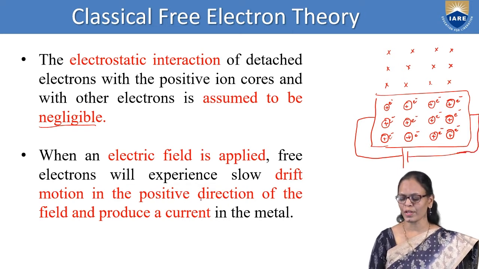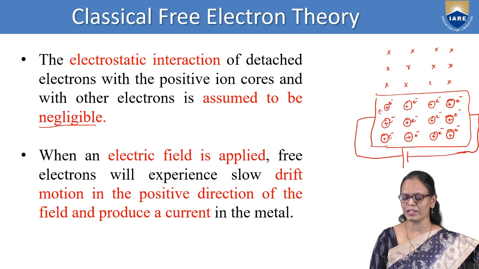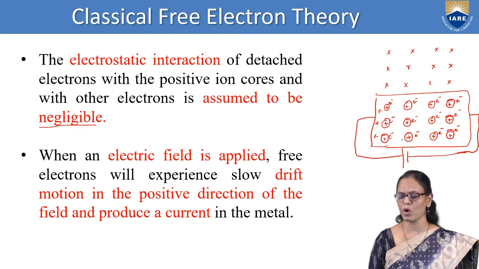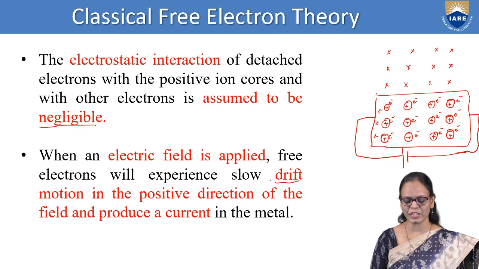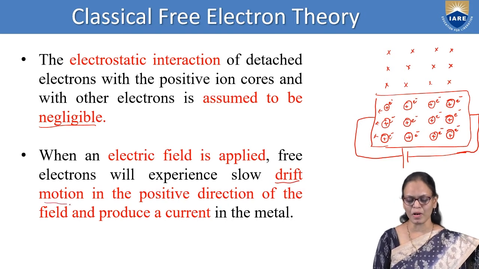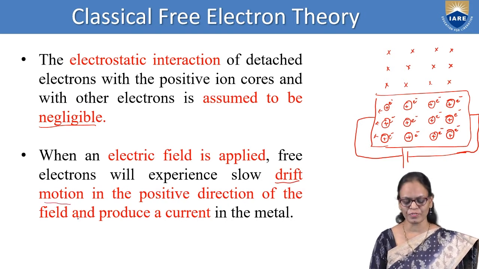Now suppose we apply an electric field to this solid. What happens to the electrons? These electrons will start drifting towards the positive side because of opposite charge. There will be a drift motion in the positive direction of the field and it produces current.